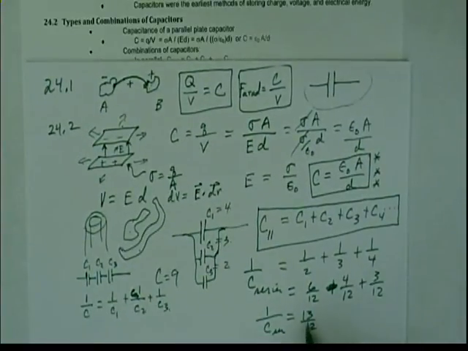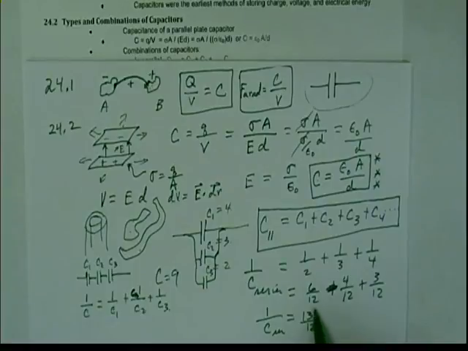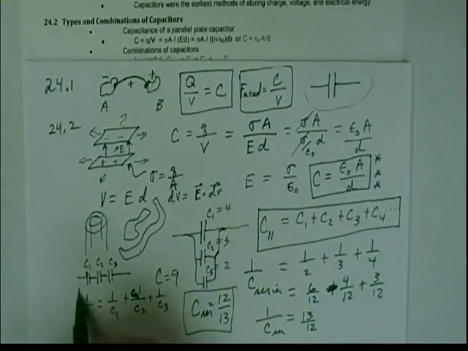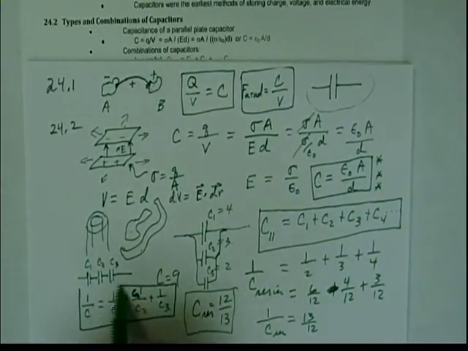Now, it is very often that we observe students that leave this and think that that's the result. It's not. The capacitance in series is the reciprocal of this. So C series is equal to 12/13 in this particular case. And this is the formula that you would use.